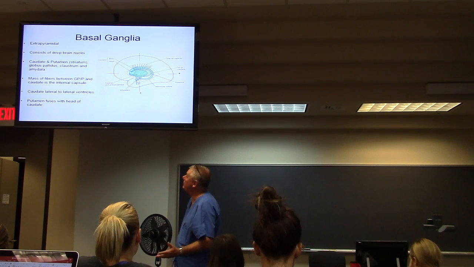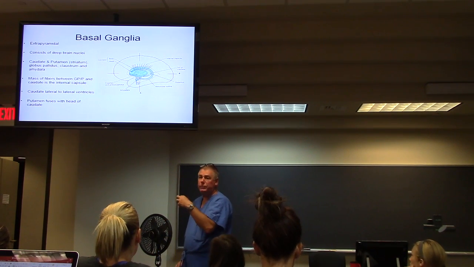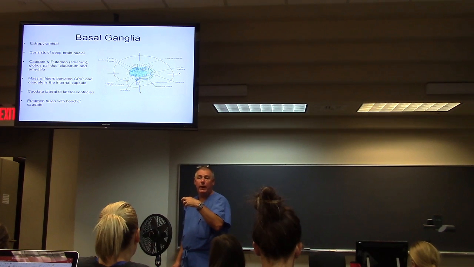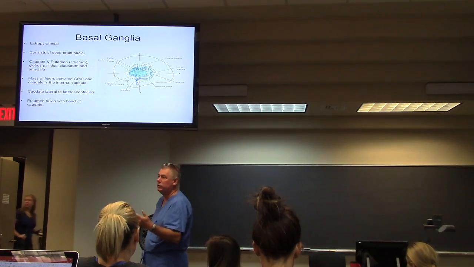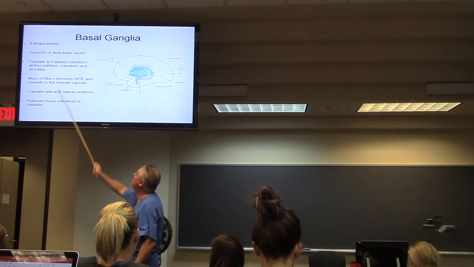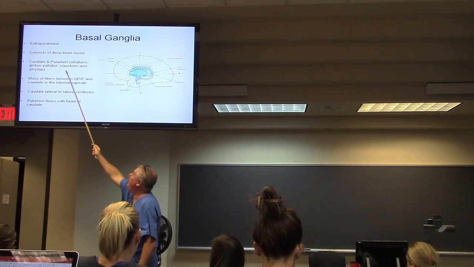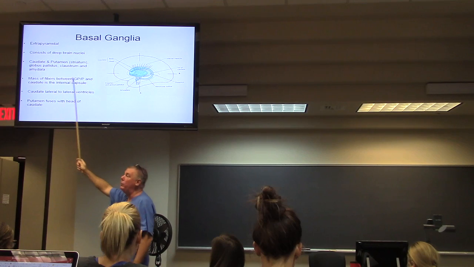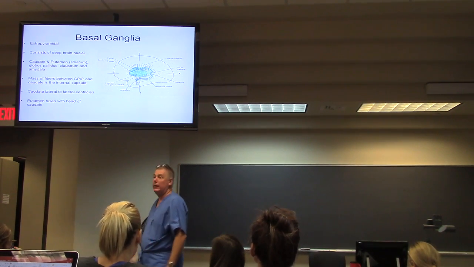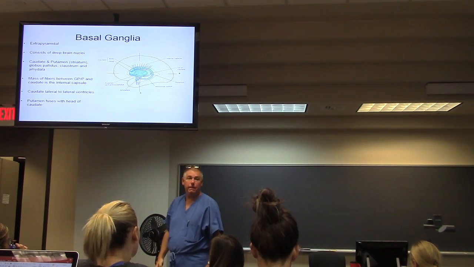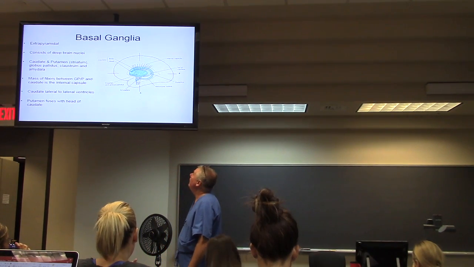Now, neuroanatomists have classified different groups of these deep brain nuclei. They go by different names. Well, one name that you see over and over is the striatum, which means the caudate and the putamen. In other words, this one right here, the caudate and putamen, is the striatum.